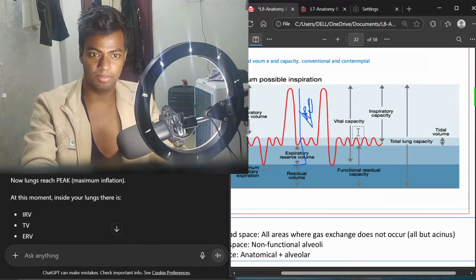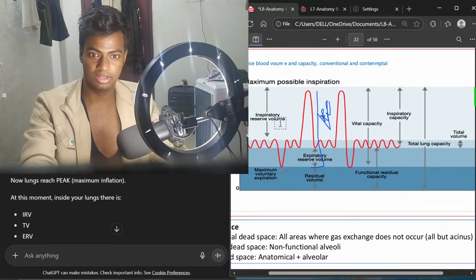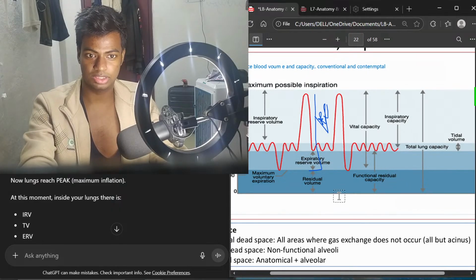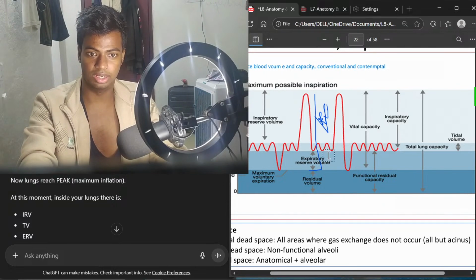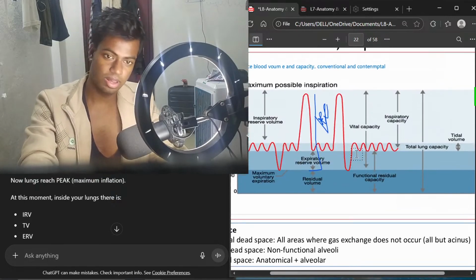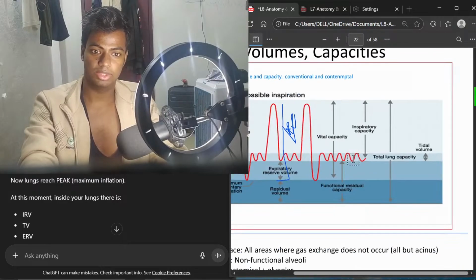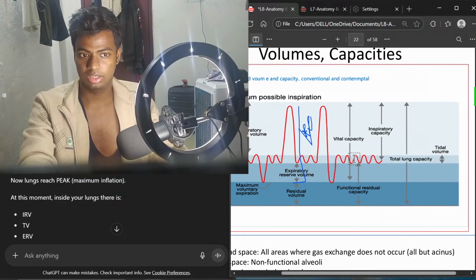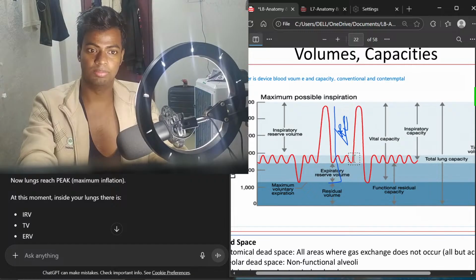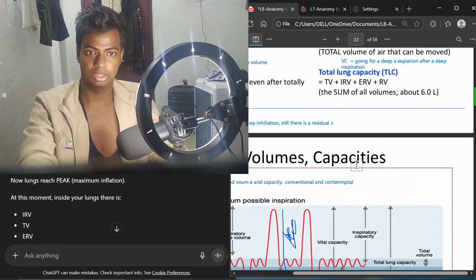Then this is tidal, of course. Then this is inspiratory volume. Add everything and you find the total lung capacity. And functional residual capacity is always residual plus ERV, all non-tidal. And vital capacity is the total air that can move in or out. FRC, you got it.